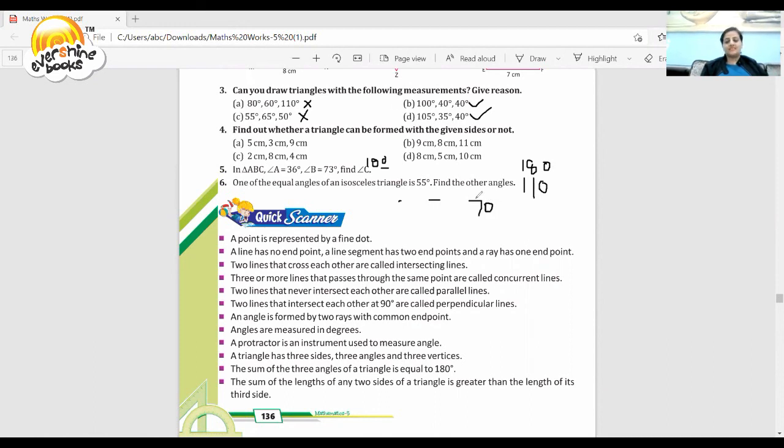Likewise, we have done our exercise number 11. Every exercise we have done in our chapter 11.